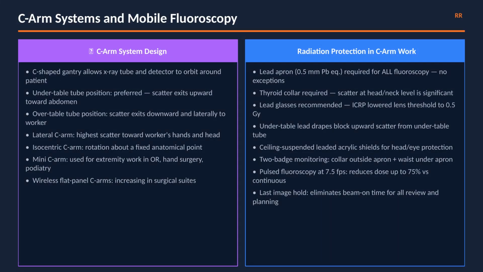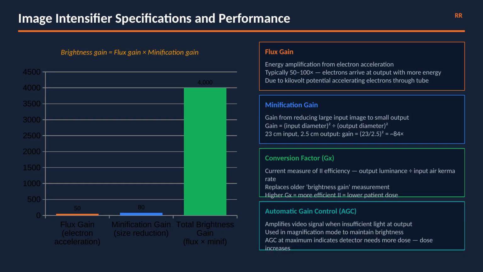The C-arm gets its name from the C-shaped gantry that allows the tube and detector to orbit around the patient. Tube position. Three image intensifier performance specifications the registry tests. Flux gain, the energy amplification produced by accelerating electrons through the high voltage. Typically 50 to 100 times. Electrons arrive at the output phosphor with significantly more energy than they left the photocathode with.